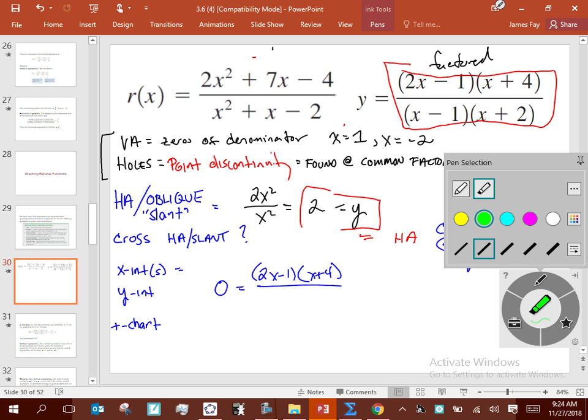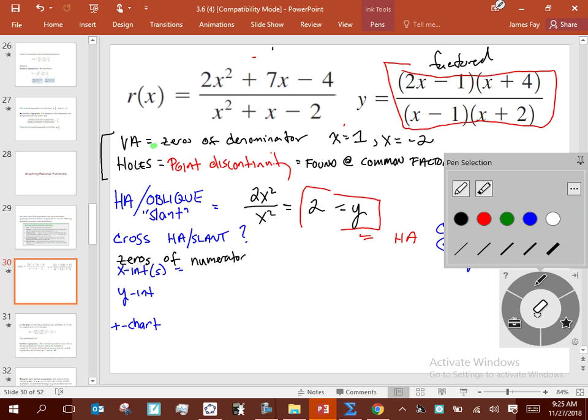Okay? So a lot of times you'll see that your x-intercepts can be found by taking the zeros of your numerator. So zeros of the denominator give me my vertical asymptotes. Zeros of my numerator give me my x-intercepts. So in this case, my x-intercepts are going to be 1/2 and -4? Okay? So that should be pretty easy once we already have it factored. x equals 1/2, x equals -4. And those are my x-intercepts.